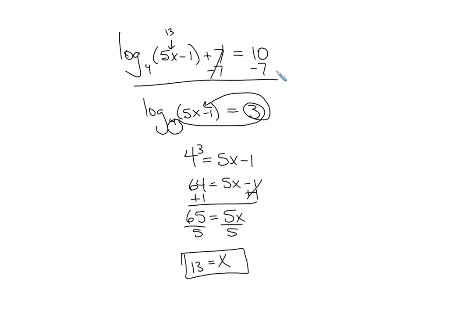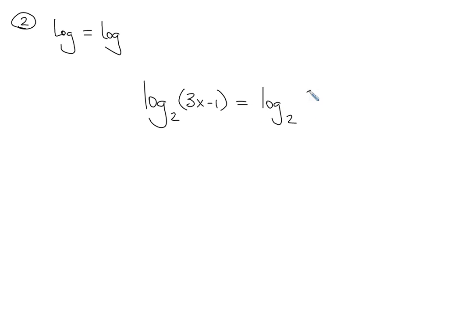All right, that's type 1, a log equal to a number. Type 2, log equal to a log. So let's say we have log base 2 of 3x minus 1 is equal to log base 2 of 8x plus 9. Everybody with me? Notice we have a log equal to a log.